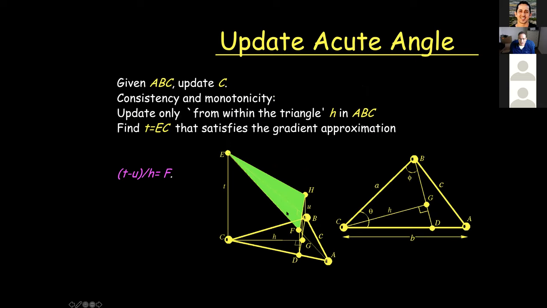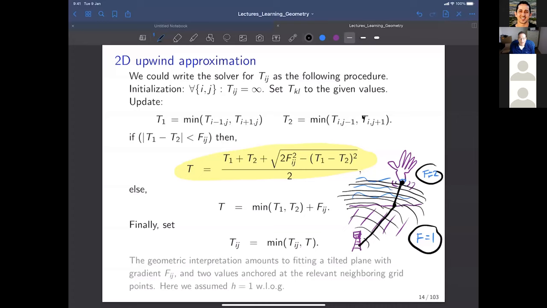And now what happens in triangulated domains? What happens with triangular domains is exactly the same. Now let me just move back to my slides because I feel more comfortable writing. Can you see? Oh, it takes a little bit of time.